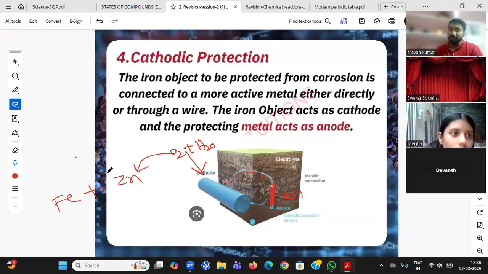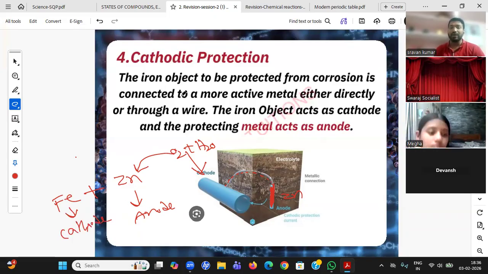Why, sir? Because zinc is more reactive here. Whoever is more reactive is nothing but the anode. So in this terminology, zinc is the anode. And whom am I protecting now? Iron is protected. That is what we call cathodic protection. The metal which is sacrificing is called the anode, and this combination destroys the anode. Cathode is protected. Iron is the cathode. So this is known as cathodic protection.